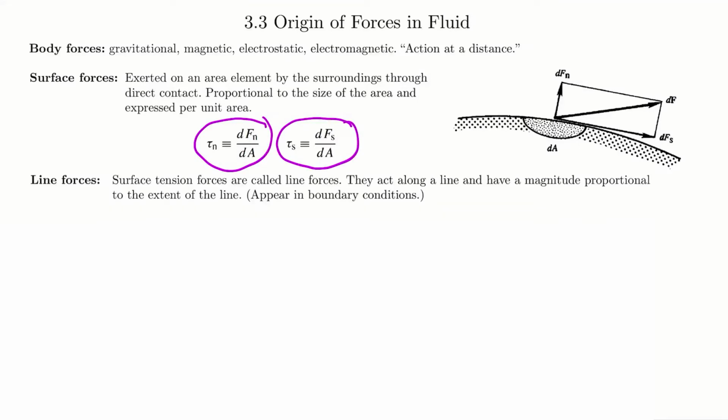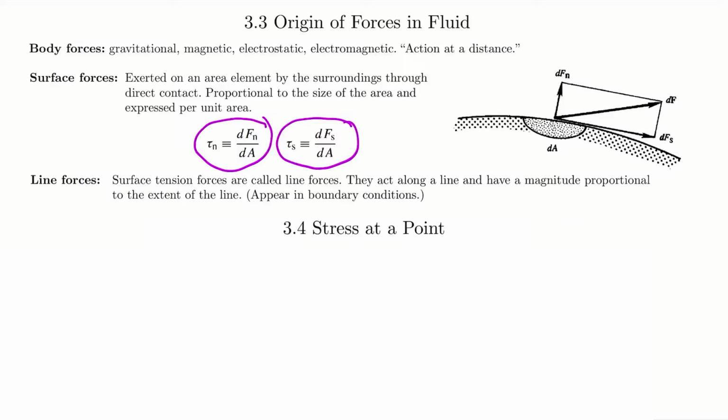And then we have line forces, and really that refers to surface tension. And surface tension is called the line force because it acts along a line and has a magnitude that's proportional to the extent of the line. Okay, so these appear at the interface between liquids and gases, or at other interfaces, for example, between immiscible fluids. That means fluids that don't mix. And generally speaking, these won't appear in the main equations of motion, but they will enter in the boundary conditions.